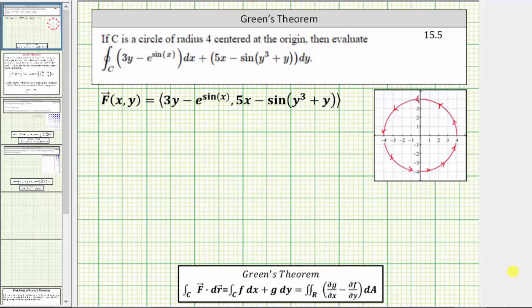If C is a circle with a radius of 4, centered at the origin, evaluate the given line integral. Notice the integral symbol has this circle in the middle, which indicates the curve C satisfies Green's theorem, which will make it much easier to evaluate this line integral.